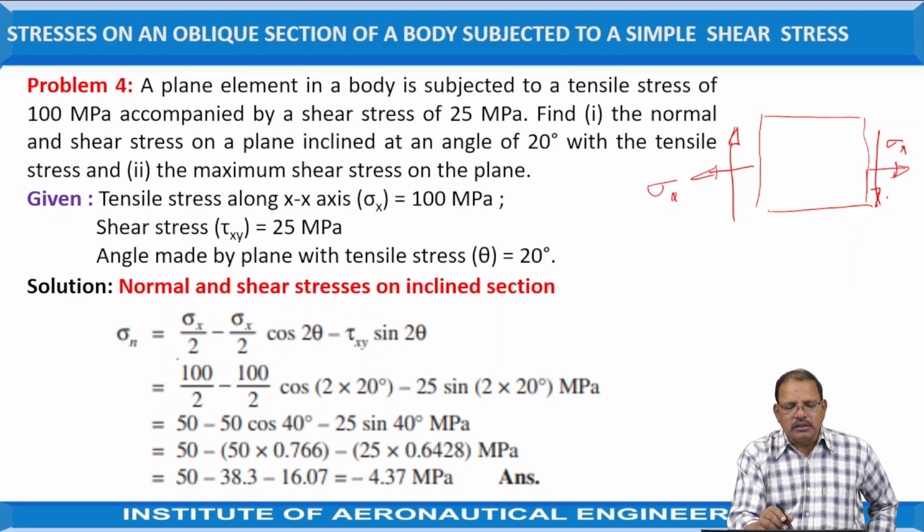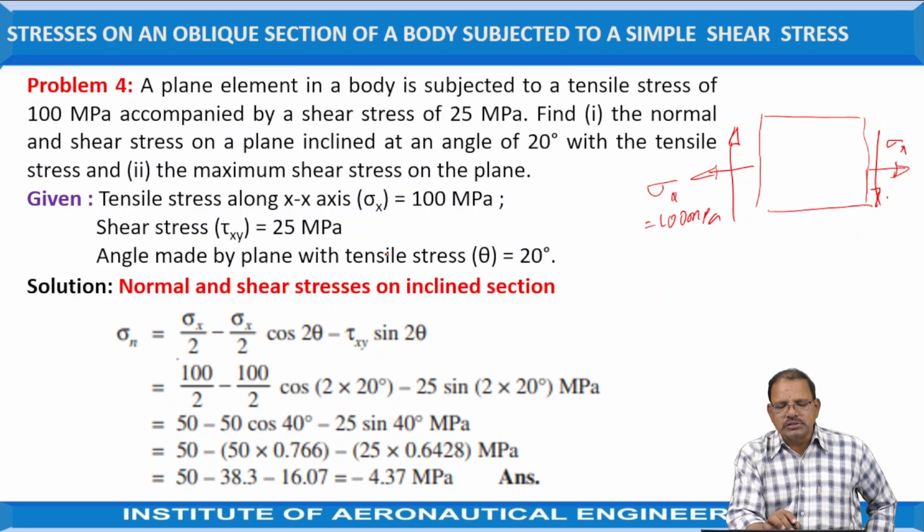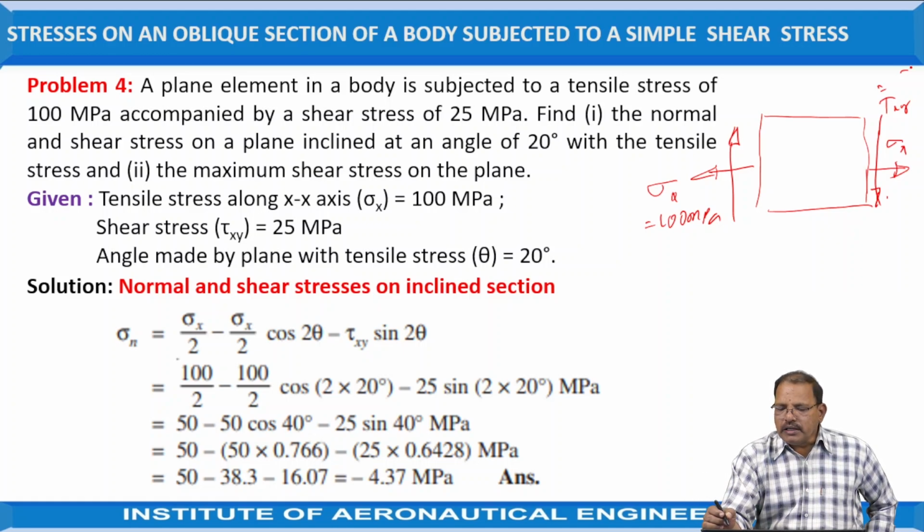What is the given data in the problem? The tensile stress along the x-axis is 100 megapascal. That is, sigma x is equal to 100 megapascal and shear stress is equal to 25 megapascal. This value we are calling tau xy, equal to 25 megapascal now. The angle made by the oblique plane is given by the angle here. Generally it is 90 degrees. This angle is equal to theta. Theta is equal to how much? 20 degrees is given now.